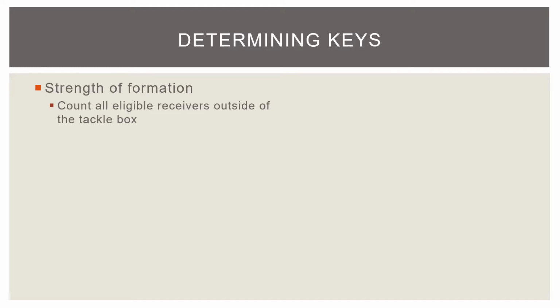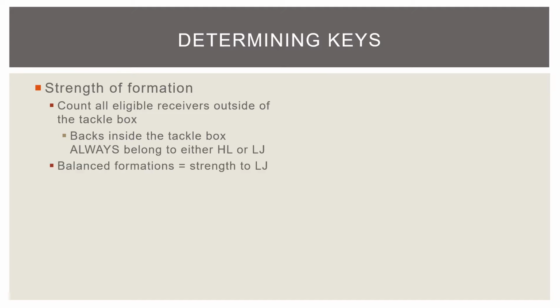Specifically, when we're determining strength of formation, we need to count all of our eligible receivers outside the tackle box. Backs who are inside the tackle box always belong to either the head line judge or the line judge, and they are not considered when we're trying to determine strength of formation.